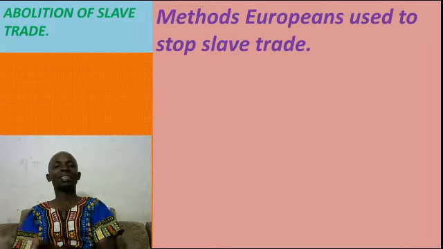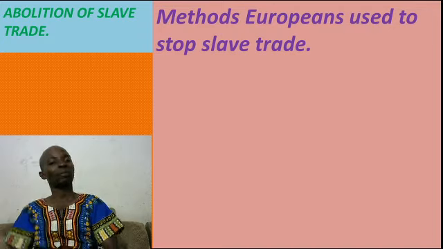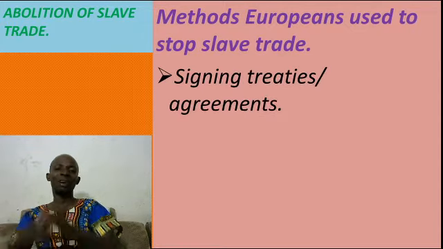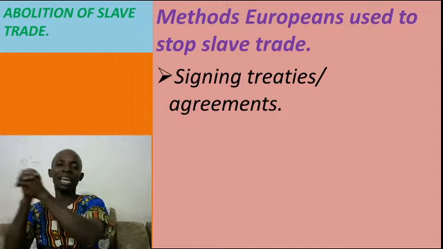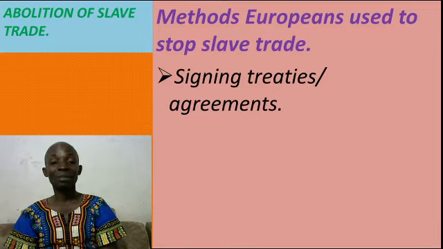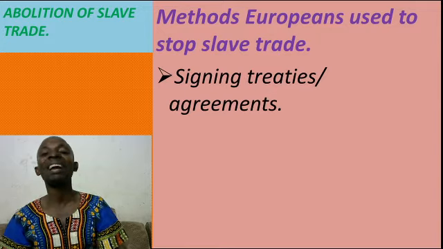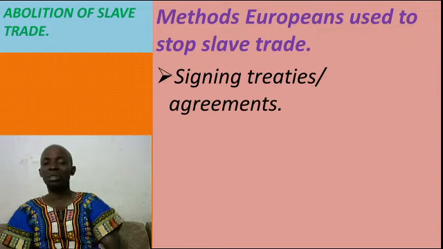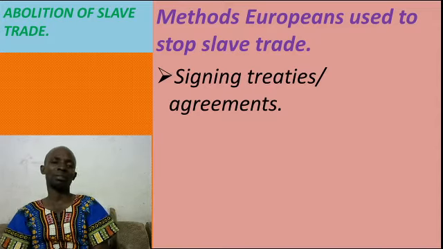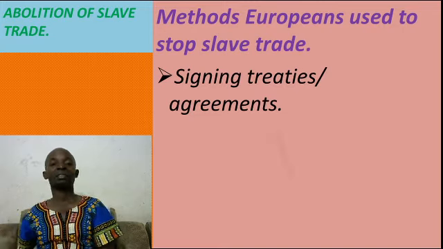Now, methods the Europeans used to abolish slave trade. Methods the British applied to stop slave trade. What did they use to make sure slave trade comes to an end? One of the methods used was signing treaties or agreements. Have you ever signed an agreement with somebody? So the British would sign treaties, agreements with the leaders of the slave dealers and say, no, what you are doing is very wrong. Let us agree that from this time, no more slaves.